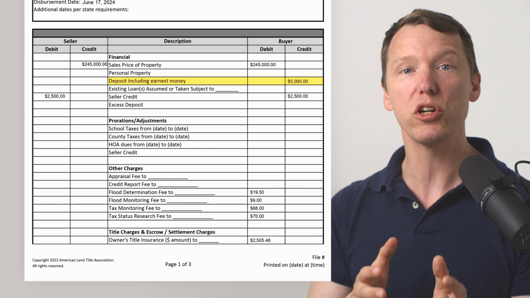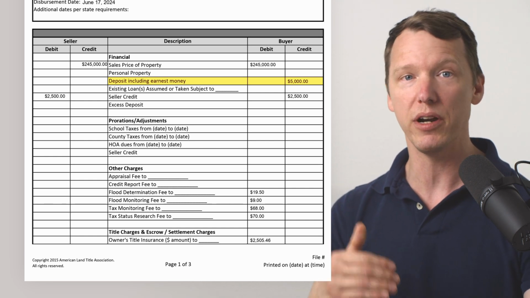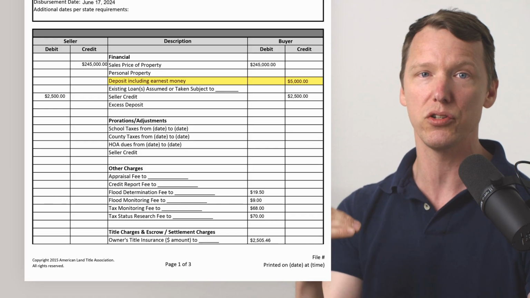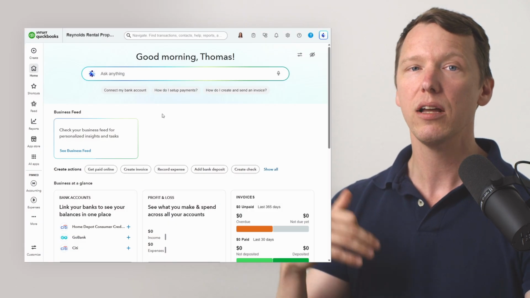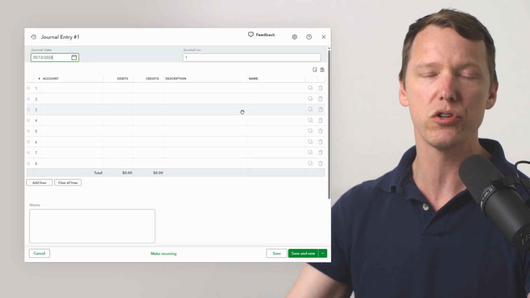So in QuickBooks, we need to show that the cash left the bank and became an asset called earnest money. It was actually a transfer from one asset account to another. So in QuickBooks, click New, create a new journal entry. You can also use Control-Alt-J if you use keyboard shortcuts.